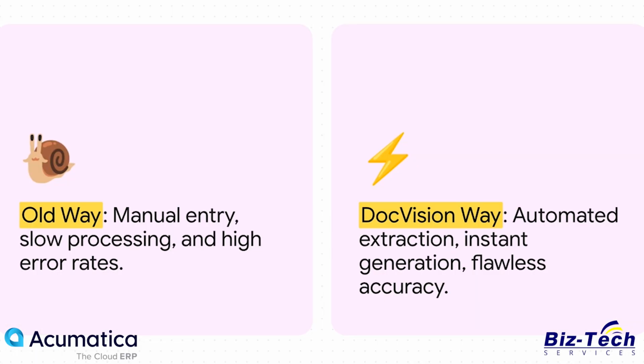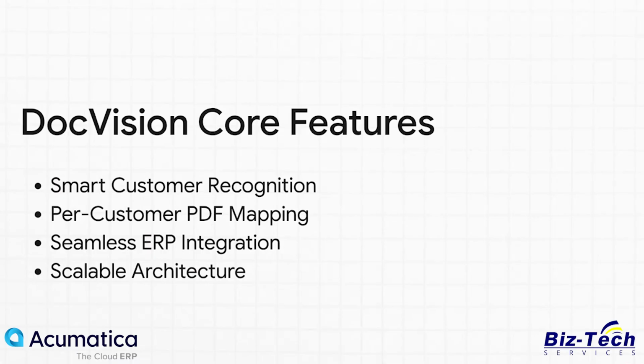The contrast here is just night and day. The old way, you're looking at manual data entry. But the DocVision way brings automated extraction, instant generation, and flawless accuracy directly inside Acumatica, completely eliminating the need to type out orders line by excruciating line.